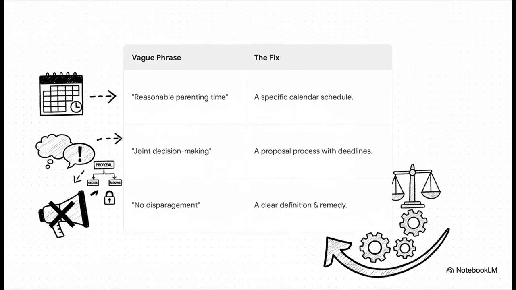Let's look at a couple more. Reasonable parenting time becomes a detailed calendar, down to the minute. Joint decision-making, which is a huge source of conflict, becomes a structured process with proposals, responses, and firm deadlines. Even something like no disparagement is totally useless without a clear definition of the behavior and a specific consequence. The pattern here is crystal clear. You have to replace vagueness with process.